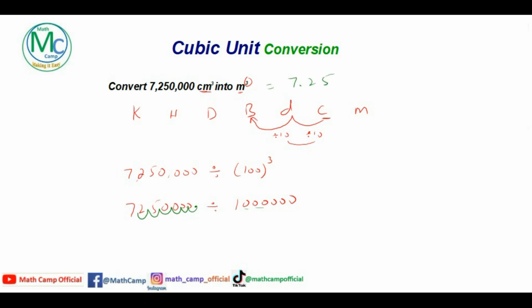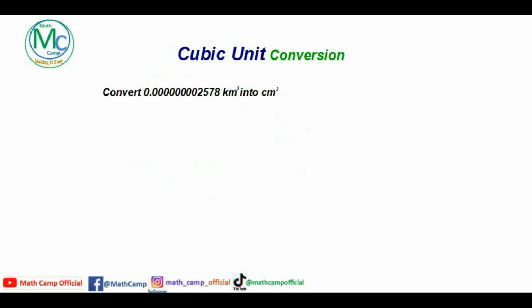Let's do the next question. This time we are going to convert kilometer cube into centimeter cube. My conversion technique is King Harry died by drinking chocolate milk. So this time we have to move from kilometer to centimeter. Here this is kilometer and this is centimeter.